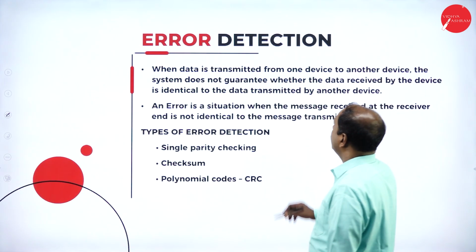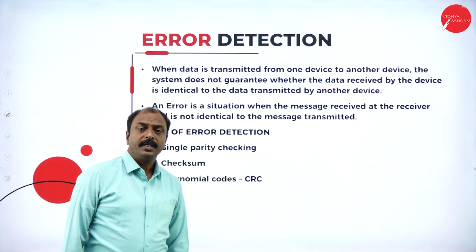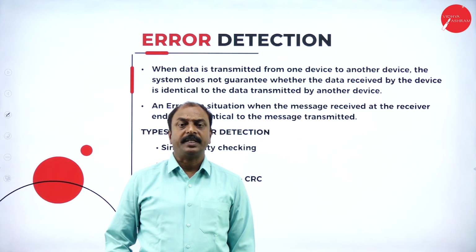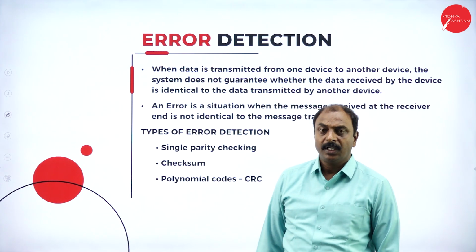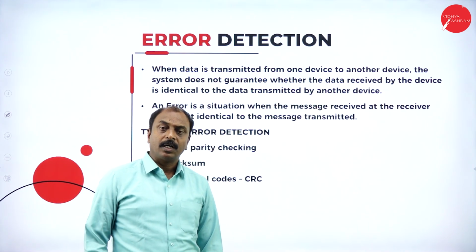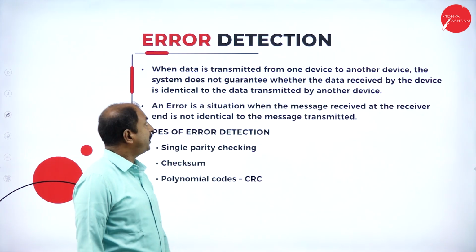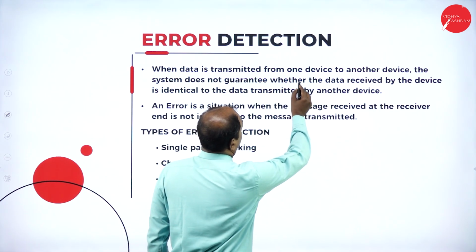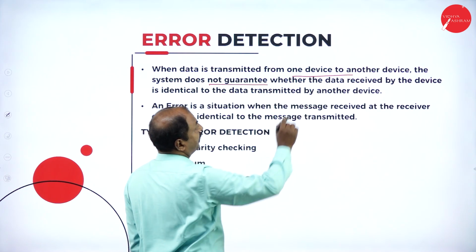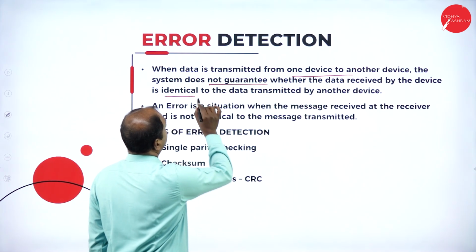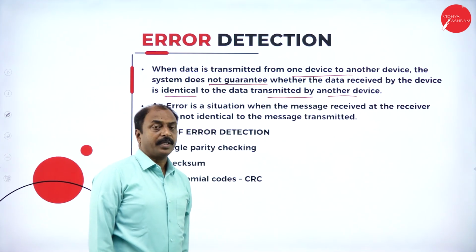In the next slide, we will see error detection. What is the meaning of error detection? Whenever there is a data transmission from sender to receiver, there are chances of errors, which may occur for different reasons. How do you find the errors, how do you detect them, and how do we overcome them? That is the concept of error detection. When data is transmitted from one device to another, the system does not guarantee whether the data received by the device is identical to the data transmitted.